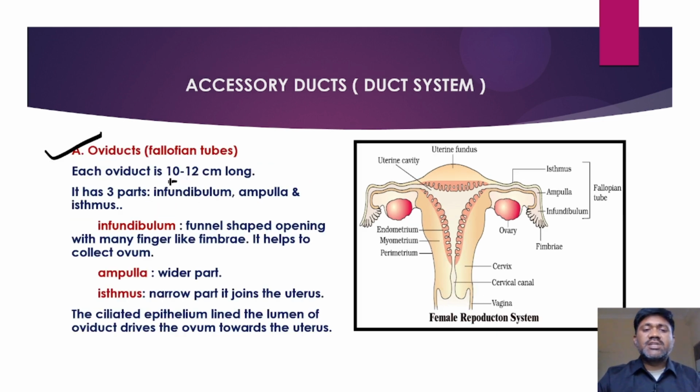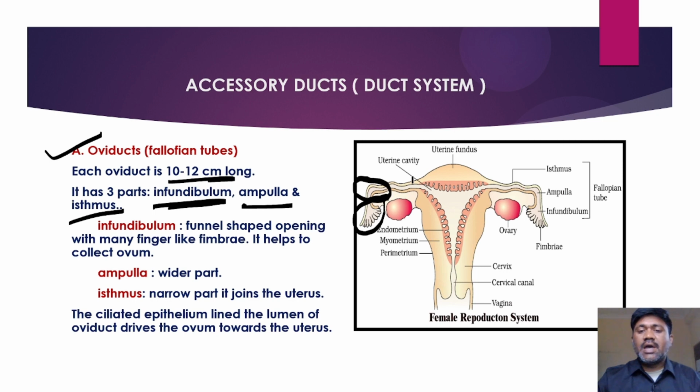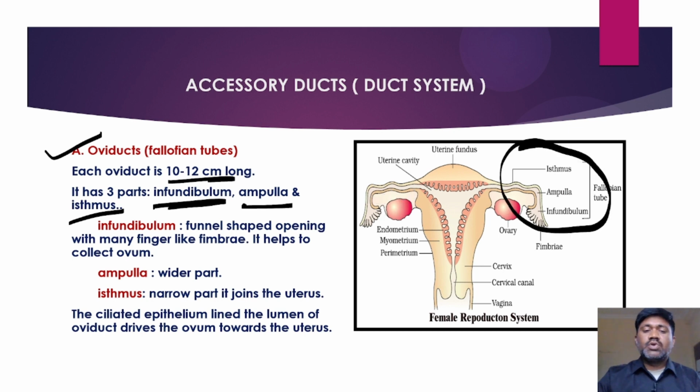Now, oviducts. Each oviduct is 10 to 12 centimeters in length and it has three parts: the infundibulum, ampulla and isthmus. Look at this. This area is the infundibulum, this area is the ampulla and this area is the isthmus. The infundibulum is a funnel-shaped opening with many finger-like fimbriae. It helps to collect the ovum from the ovary. So the infundibulum receives the ovum from the ovary.